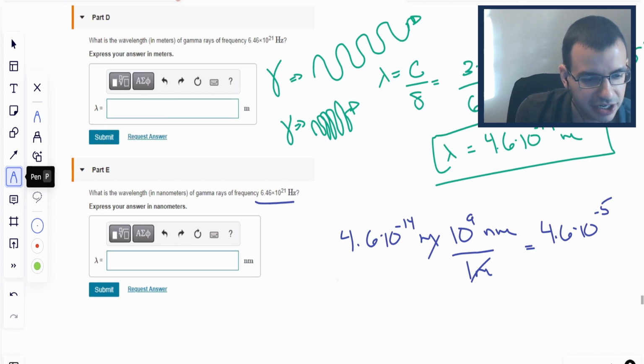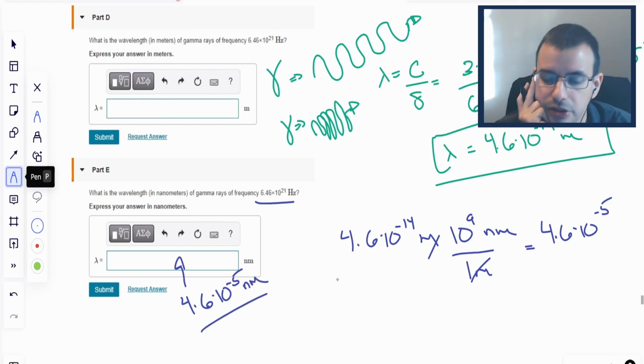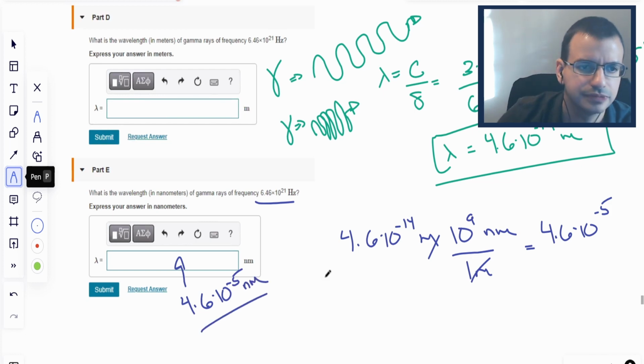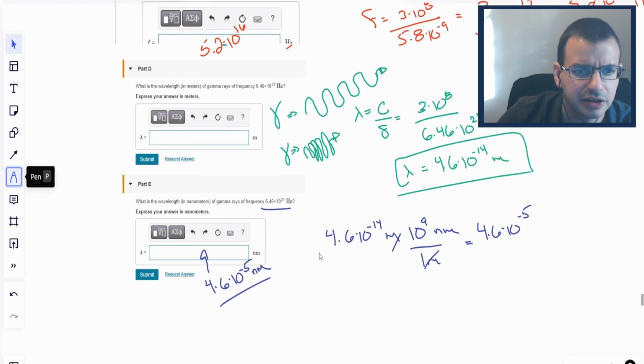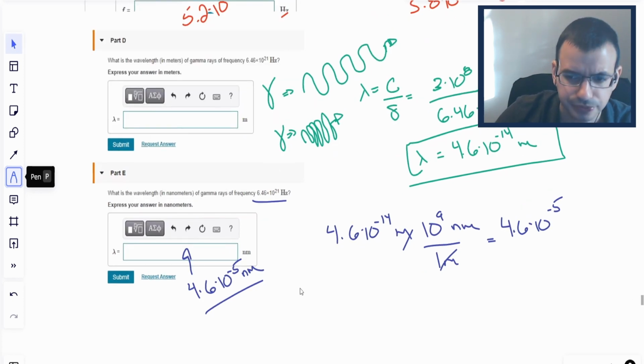This is a very energetic photon. 4.6, actually I wonder how energetic it is. I should calculate that out. It's okay, some other time. 4.6 times 10 to the negative 5th nanometers. Very, yes. Lots of energy, very small.